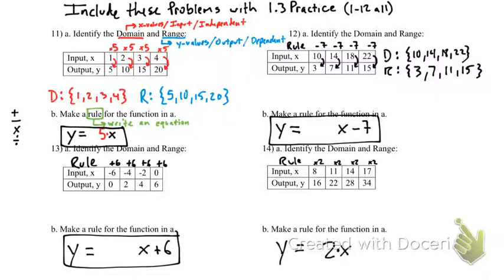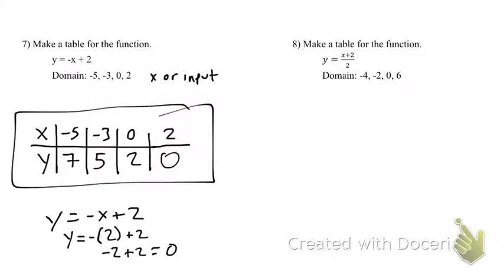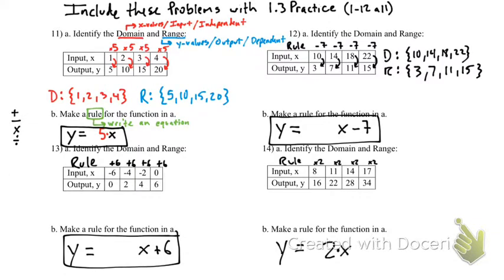Okay, cool. Sorry, that was too fast. All right, we good here for 11 through 14? Nobody has any questions on that? Good to go? That's probably the hardest part of this whole section here.